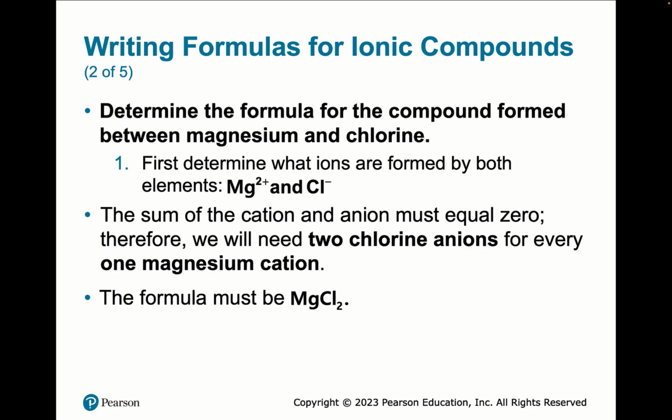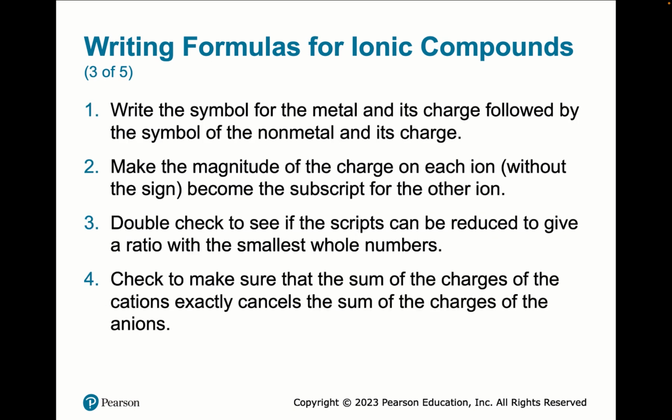So let's try to determine the ratio of elements in magnesium chloride. Magnesium is an alkaline earth that tends to form +2 charges, and chlorine is a halogen that tends to form -1 ions. Since magnesium has a +2 charge and chlorine forms a -1 charge, we need twice as many chlorine atoms to balance the +2 charge of magnesium, giving the formula MgCl2, 2 chlorines to 1 magnesium. So how do we figure this out?